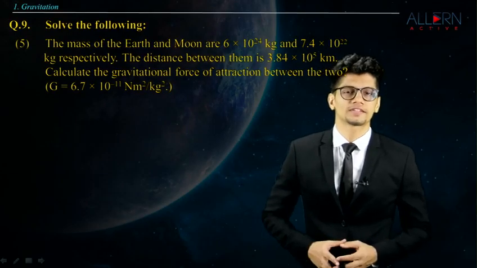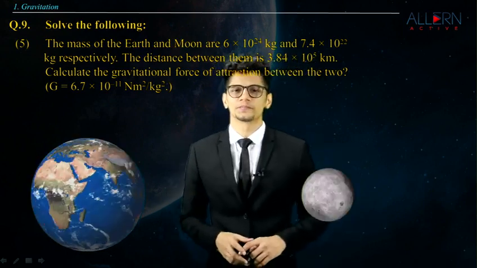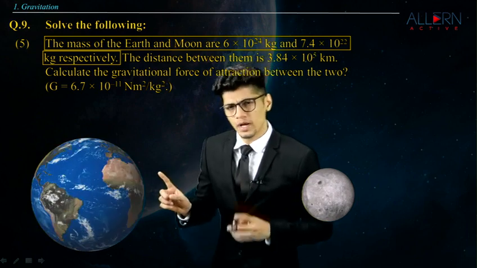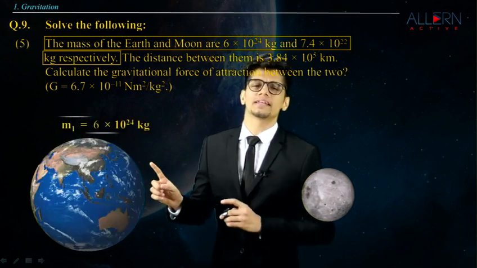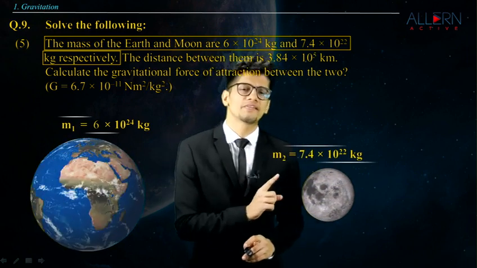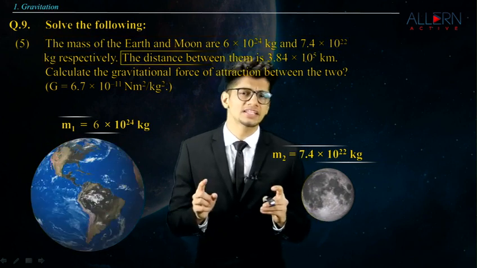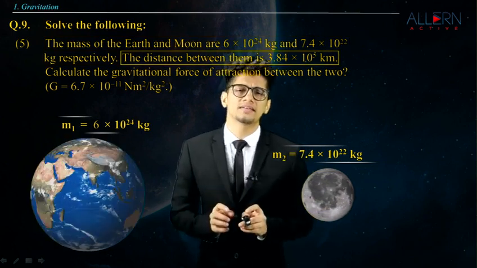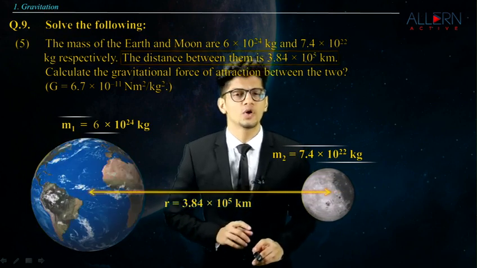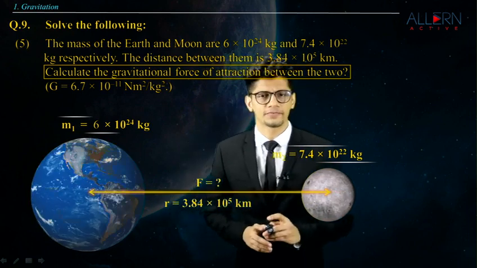So we have two objects, that is Earth and Moon. So let us have Earth and Moon. In the question it's given that the mass of the Earth, that is m1, is equal to 6 into 10 raised to 24 kg, and mass of the Moon, that is m2, is equal to 7.4 into 10 raised to 22 kg. Also it's given that the distance between the centers, that is small r, is equal to 3.84 into 10 raised to 5 kilometers. We have to find the value of gravitational force denoted by capital F.